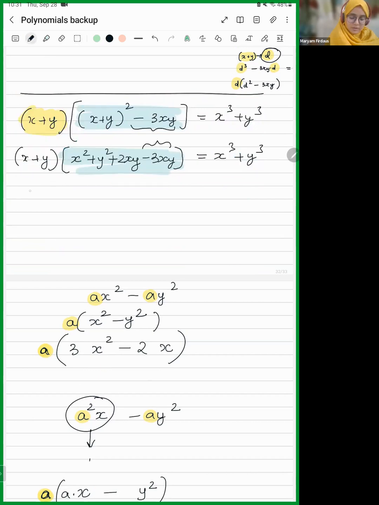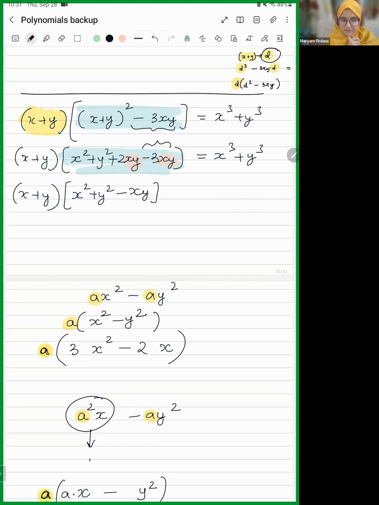Now from here, this thing as it is. Can you tell me one thing? x square plus y square as it is. What is 2xy minus 3xy? What is 2 minus 3? A very basic question. Minus 1. So 2xy minus 3xy will be minus 1xy, which is minus xy.